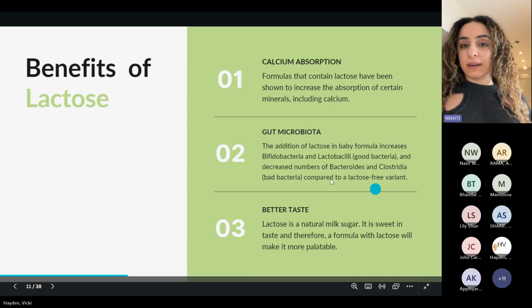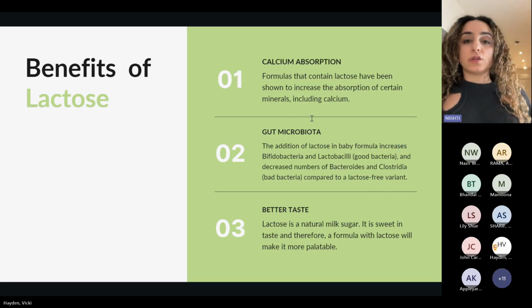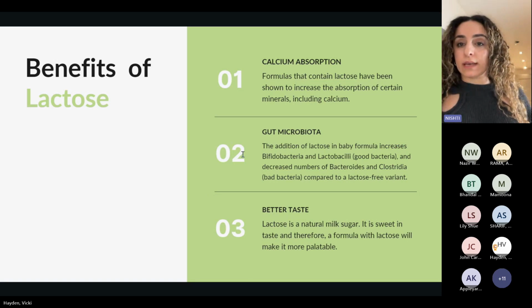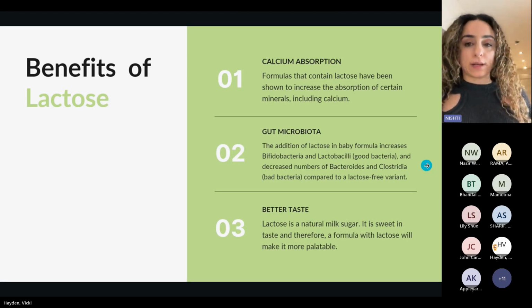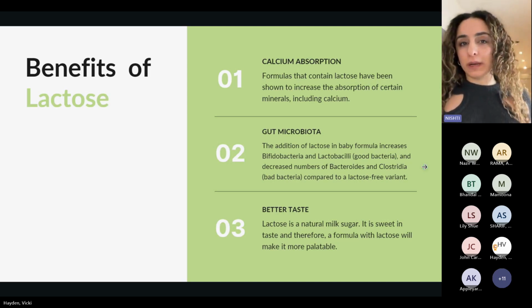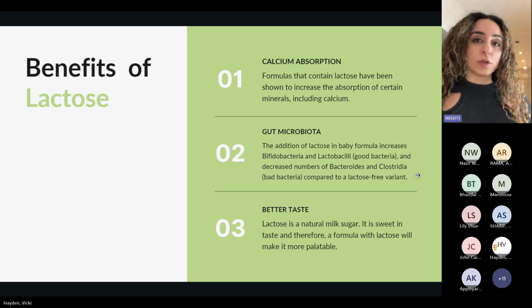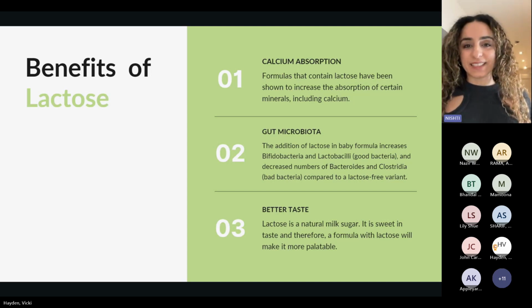Then we have the benefit on the gut microbiota because lactose is in fact a prebiotic. So the addition of lactose in baby formulas has been shown to increase good bacteria and reduce bad bacteria compared to a lactose-free variant. And then lactose makes formulas taste really good. So if you're prescribing a formula without lactose in, it's not going to be so palatable. However, if you prescribe one with lactose in, it's going to taste better. And we'll go through that a bit later on. Next slide, please.